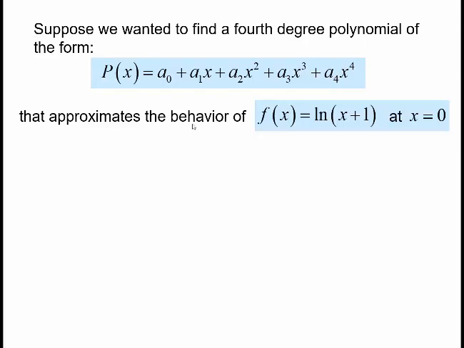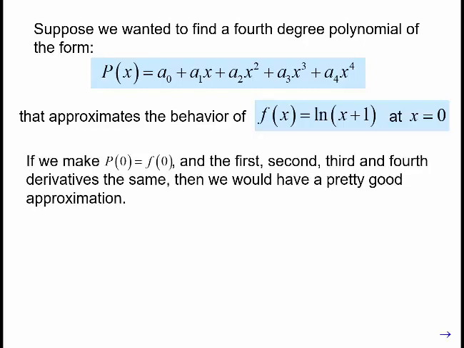Now this polynomial approximates the behavior of the function f of x equals ln of x plus 1 around x equals 0. Not the entire graph, just really close to x equals 0. So if we make P of 0 equal F of 0, and the first, second, third, and fourth derivatives the same, then we would have a pretty good approximation.